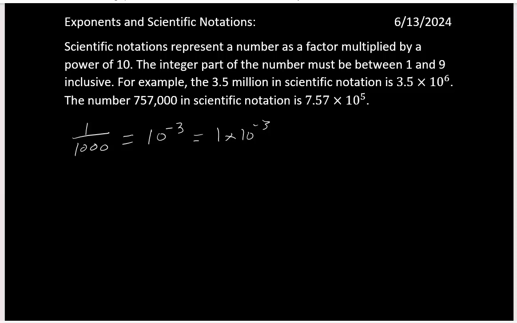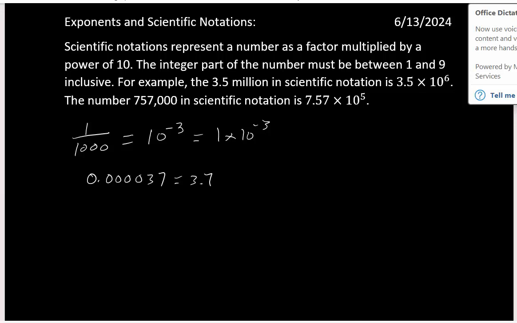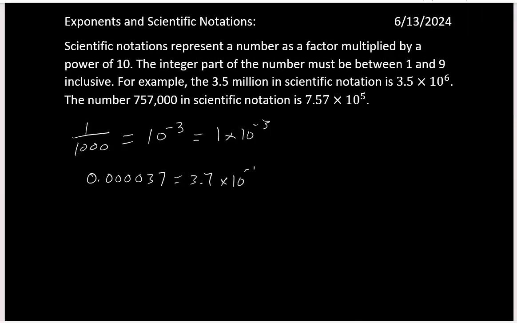In the same way, if you're writing a number like 0.000037, you can write this as 3.7, and then you can see the decimal goes 1, 2, 3, 4, 5 places, right? Negative 5. And why negative 5? You can see the decimal goes 5 places here. That's why 10 to the negative 5.